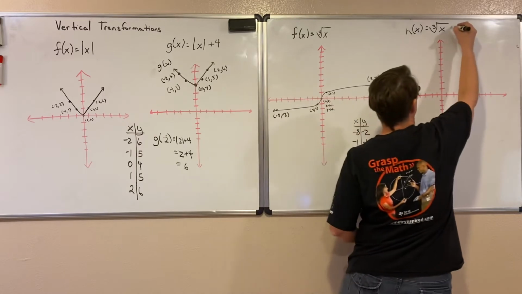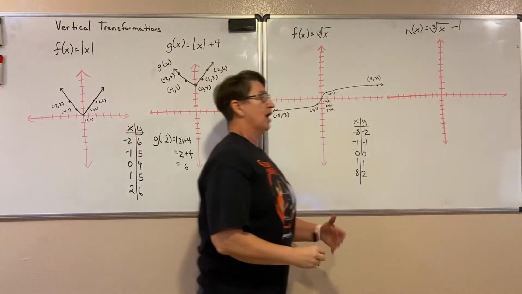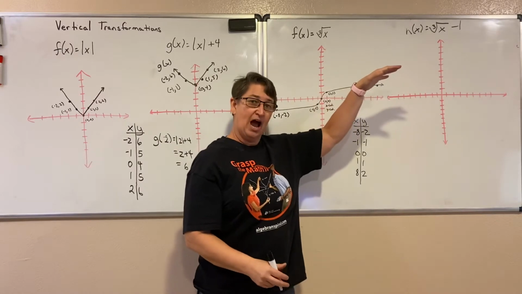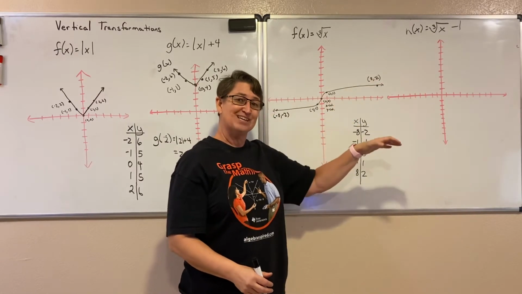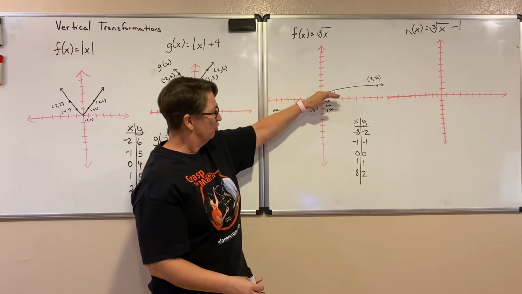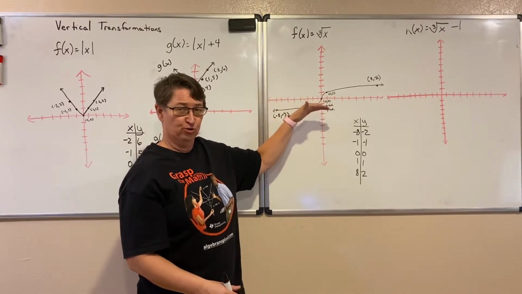And I'm going to create a new function just by taking that parent function and subtracting 1 from it. What we learned earlier is that it should just take our graph and shift it down 1 unit. It should just take this whole picture, this whole graph, and shift it down 1 unit.